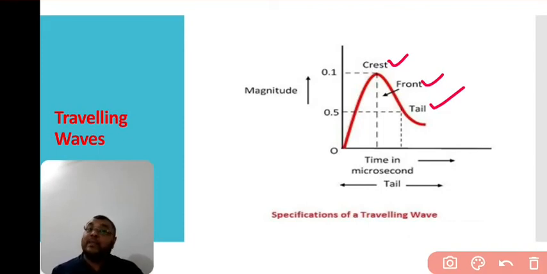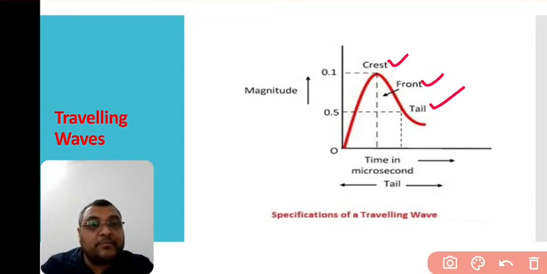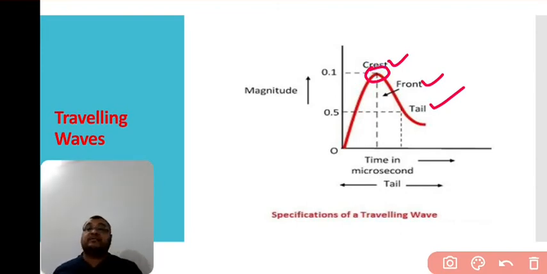first of all, we'll start with the crest. What is the crest? If you would like to define the crest, it is the maximum amplitude of the wave. This portion is known as the crest, which has the maximum amplitude, and it is expressed in kV or in kilo ampere. Okay, the next one, that is the front.